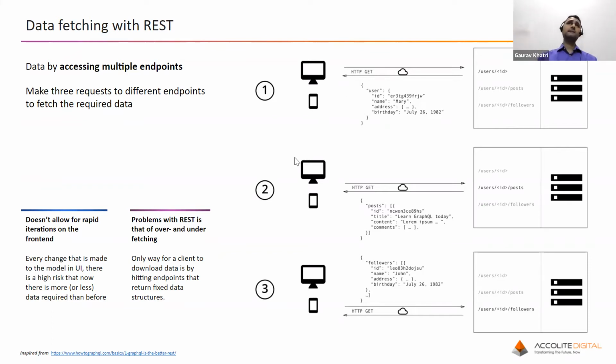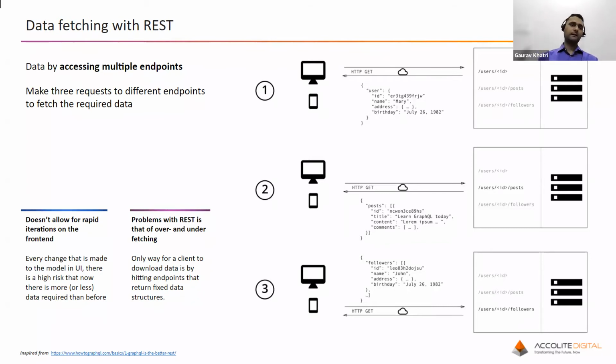Apart from that, let's say I change the UI model. Then there is a high risk that less or more data will be required than before. To accommodate this, we have to adjust the RESTful APIs as well. So over here we can say the UI and the middleware team can't work independently, and ultimately it impacts rapid production iteration. So these are the 3 issues we have with RESTful APIs if we try to consume them from the UI.